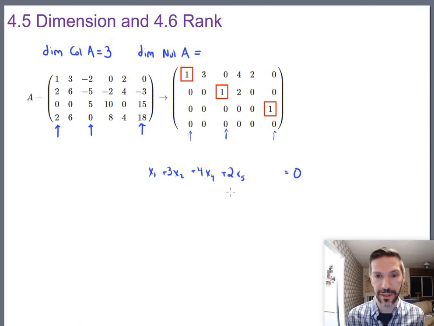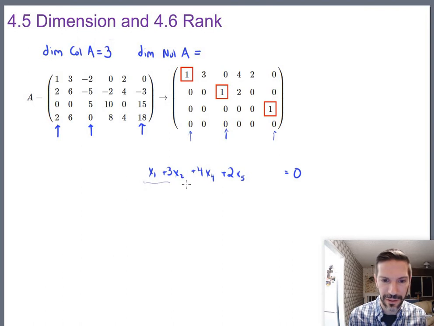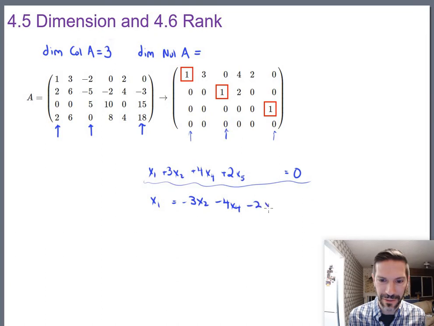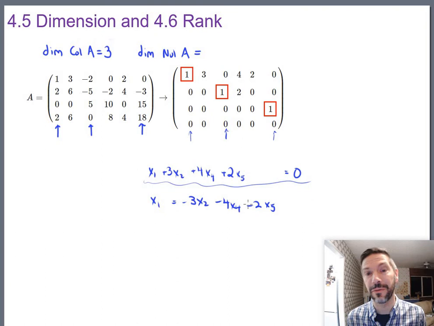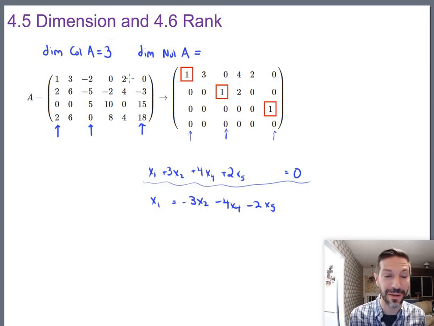And normally we like to solve for x1. So let me go ahead and rewrite this one real quick. It's actually x1 equals negative 3x2 minus 4x4 minus 2x5. And you can tell those are going to be our 3 free variables, x2, x4, x5. They're the ones that aren't the pivot columns here.